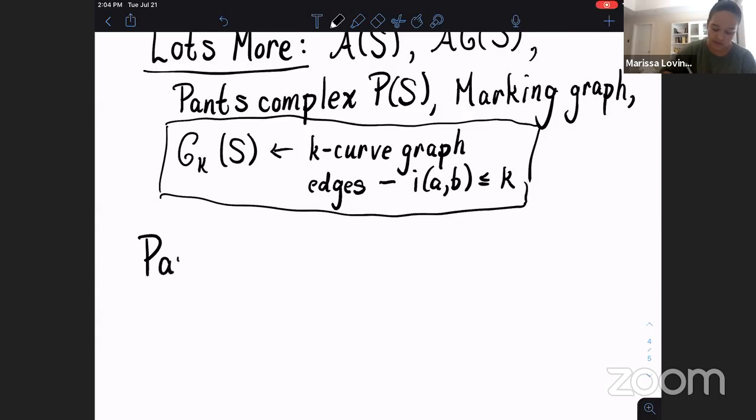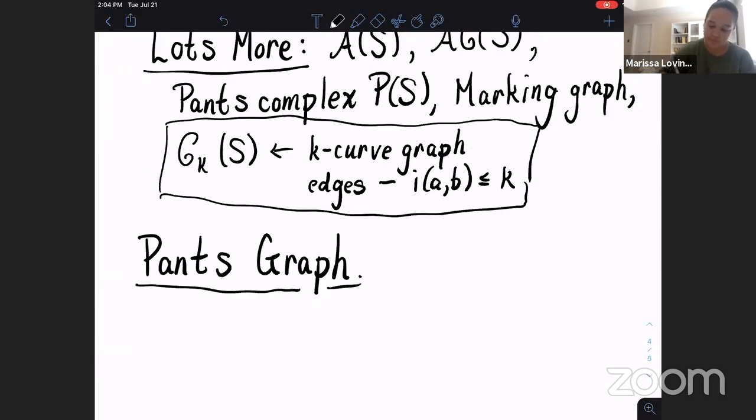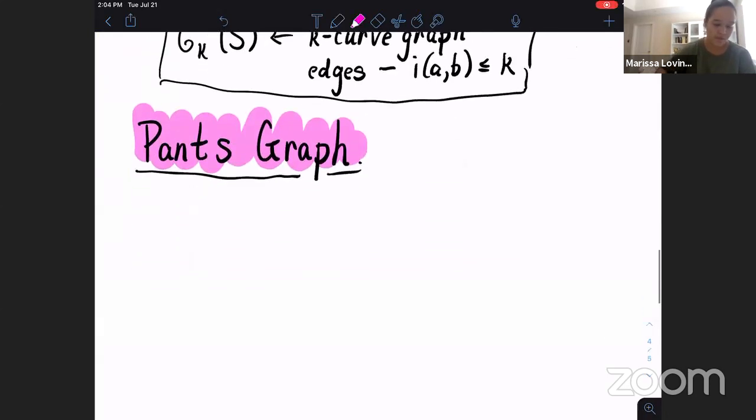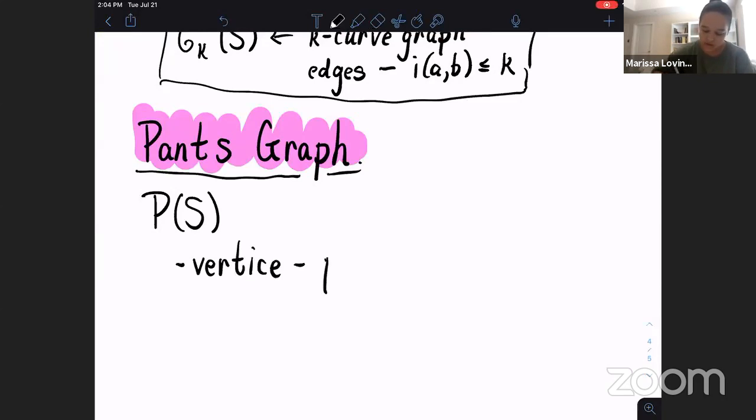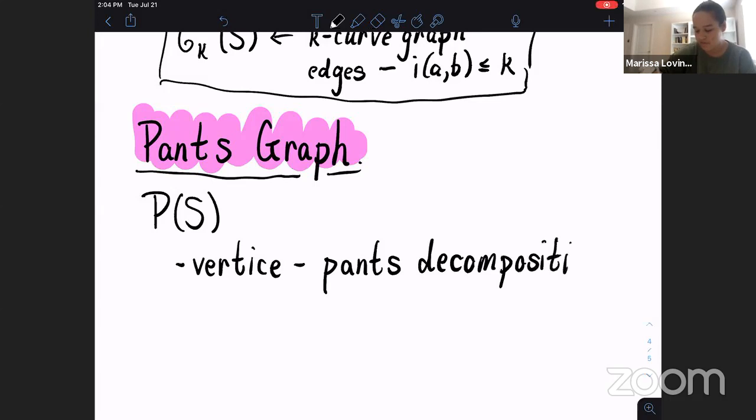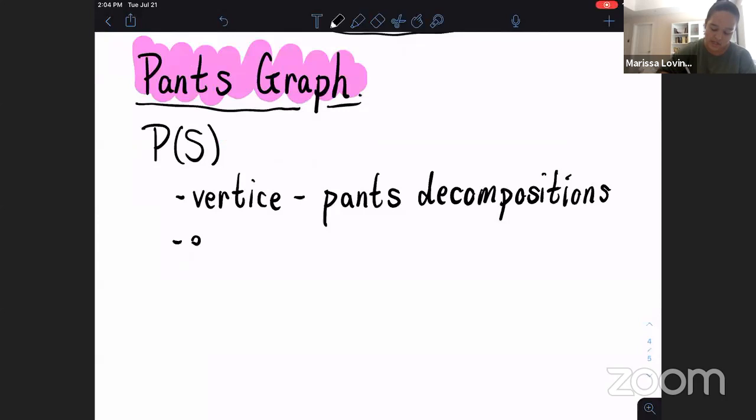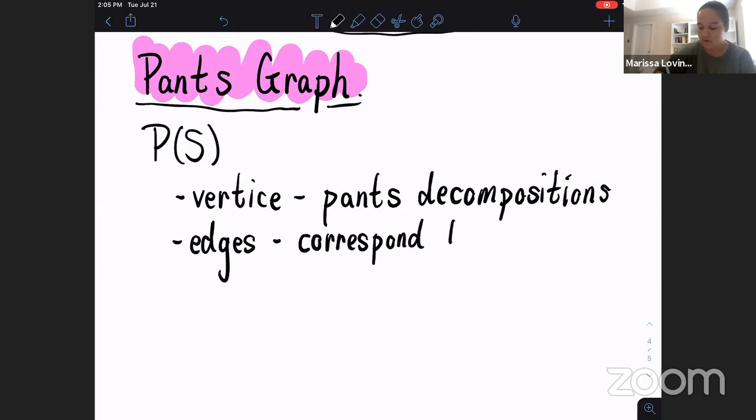So let's start with the pants graph. Again, I'm going to denote it with this slightly scripty P. This is going to be the graph whose vertex set corresponds to pants decompositions, and whose edges correspond to, I'm just going to put this in quotes because we haven't said what this is and it can mean different things, elementary moves between these pants decompositions.